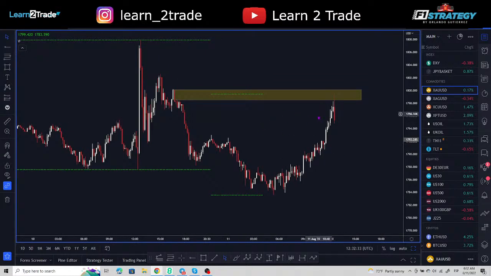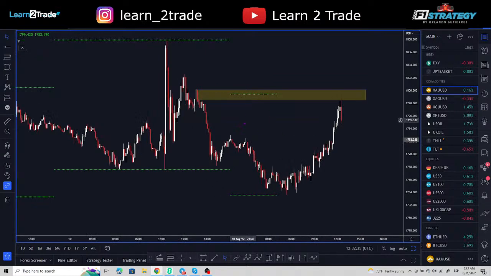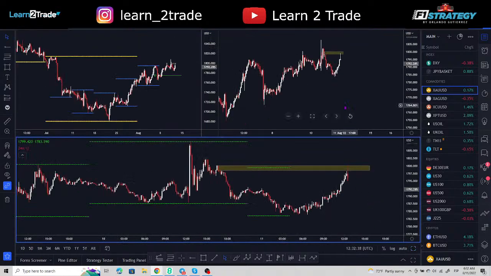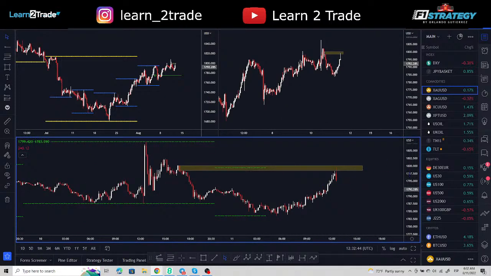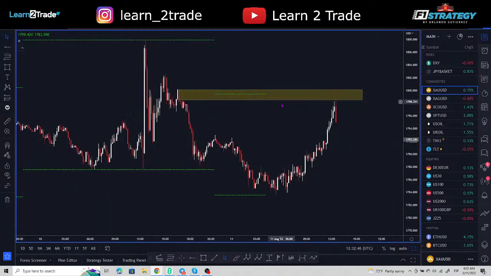So this was a good entry short in gold. Sadly, I missed it. You're never going to catch every single trade, but the probability of success of this short at this level of supply is extremely high.